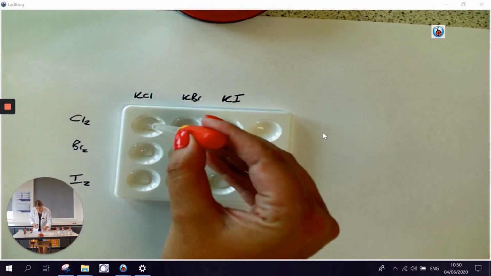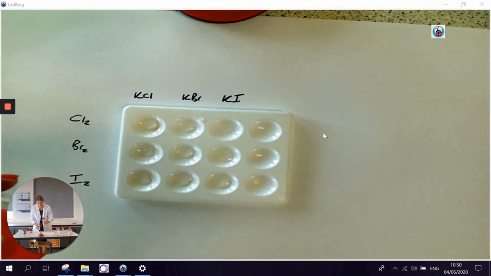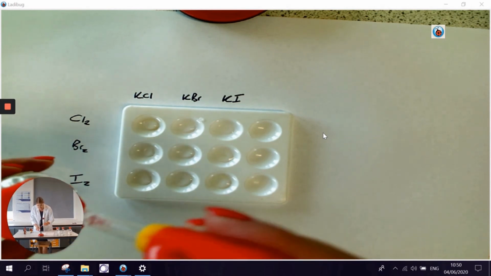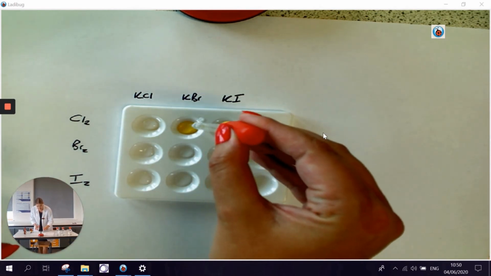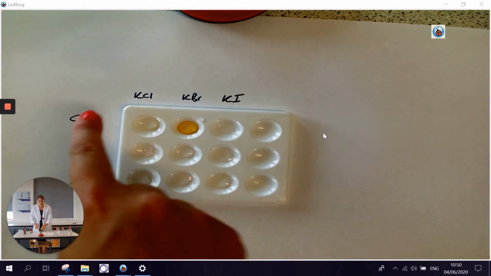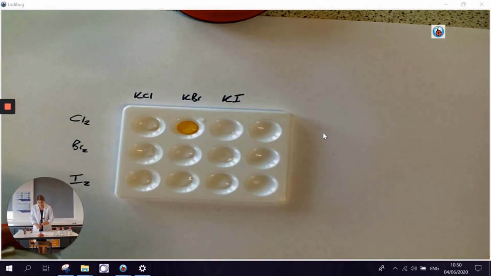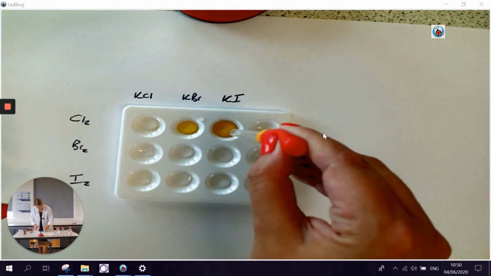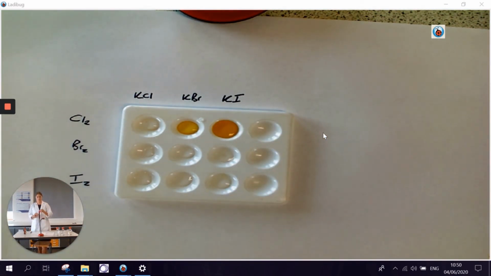So obviously chlorine is not going to react with itself, but I'm putting it in just so you can see. Okay, so I've just had a slight colour change there, which means chlorine must be more reactive than bromine. And again, I've had another colour change there. So that means chlorine is more reactive than iodine. So it's swapping places. It's displacing.